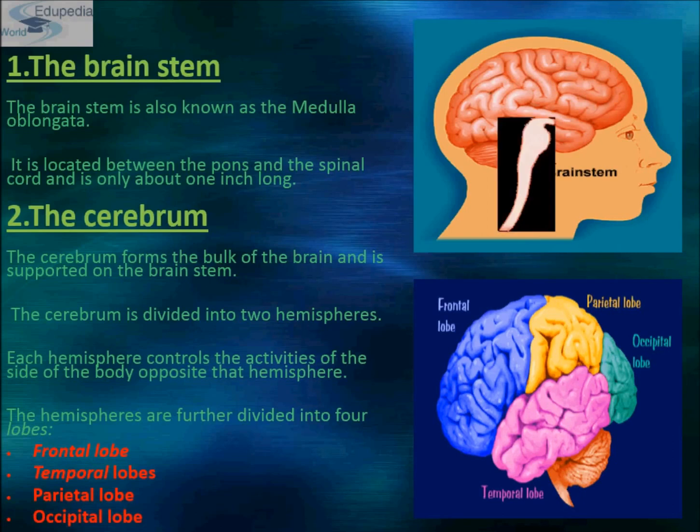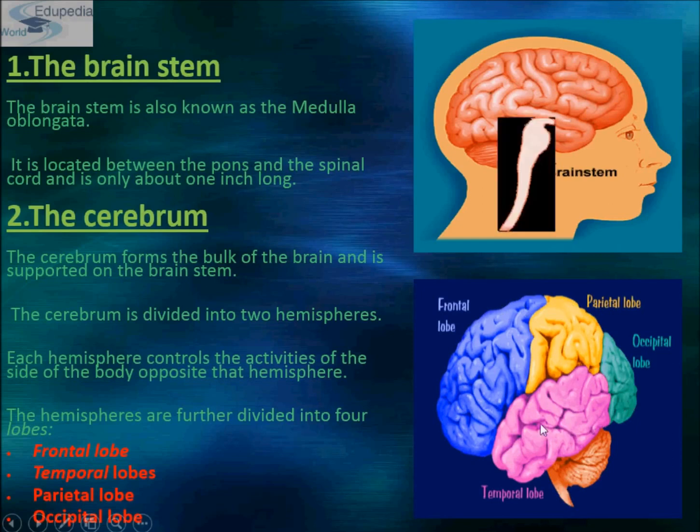Now comes your cerebrum, which is the second part. Cerebrum forms the bulk of the brain and is supported on the brain stem. See, this is the brain stem, and this is the entire cerebrum, which forms the bulk of the brain.